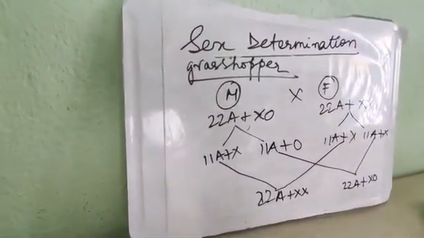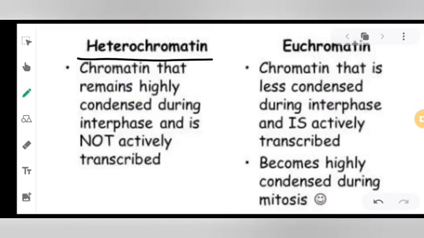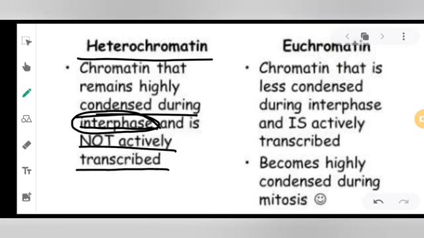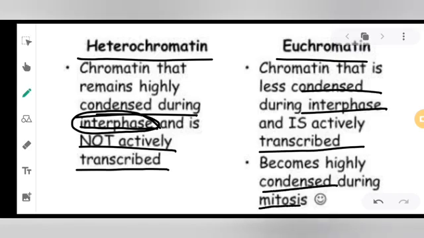Now we will move on to our next topic, heterochromatin and euchromatin. The first is heterochromatin, the chromatin network that remains highly condensed during interphase. It is highly condensed but not actively transcribed, that means it cannot be transcribed to protein properly. Whereas euchromatin is less condensed during interphase and can be transcribed to protein, and it generally condenses during the mitosis stage. So it becomes easier to transcribe the protein.